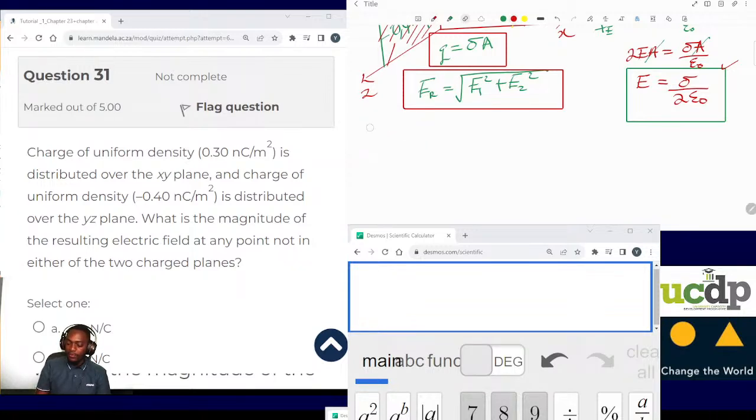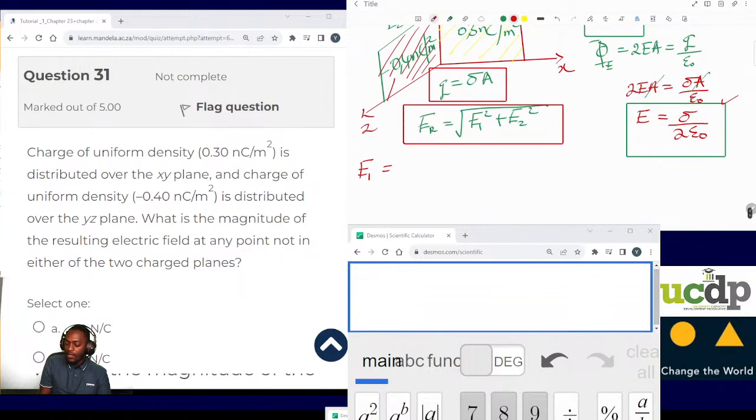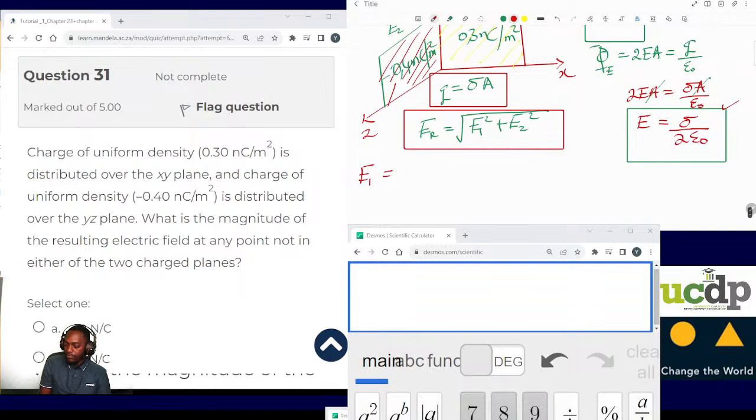So now we can solve for E1. Like I said, it's now a matter of substitution. E1, sigma is 0.3 times 10 to the negative 9, all over 2 epsilon naught, which is 8.85 times 10 to the negative 12. So we punch that. Now we punch that.